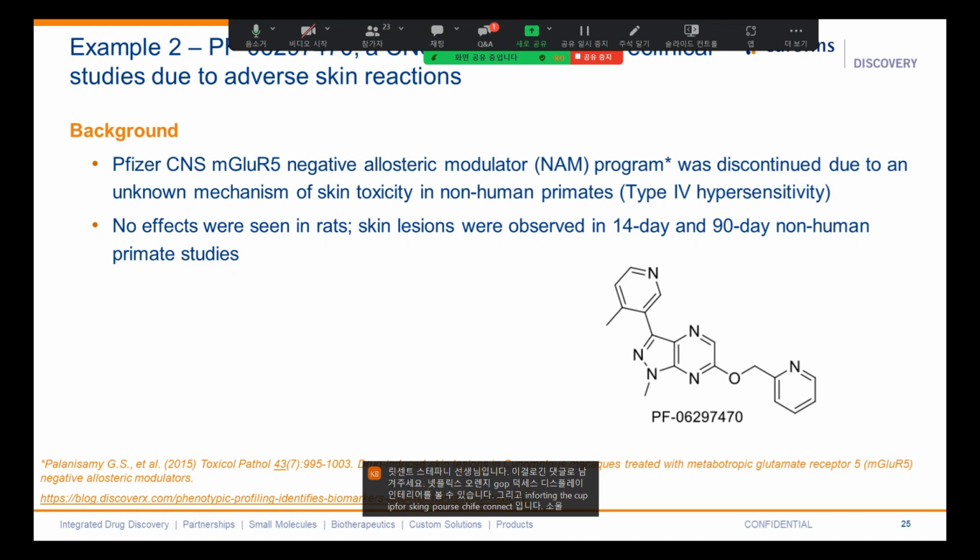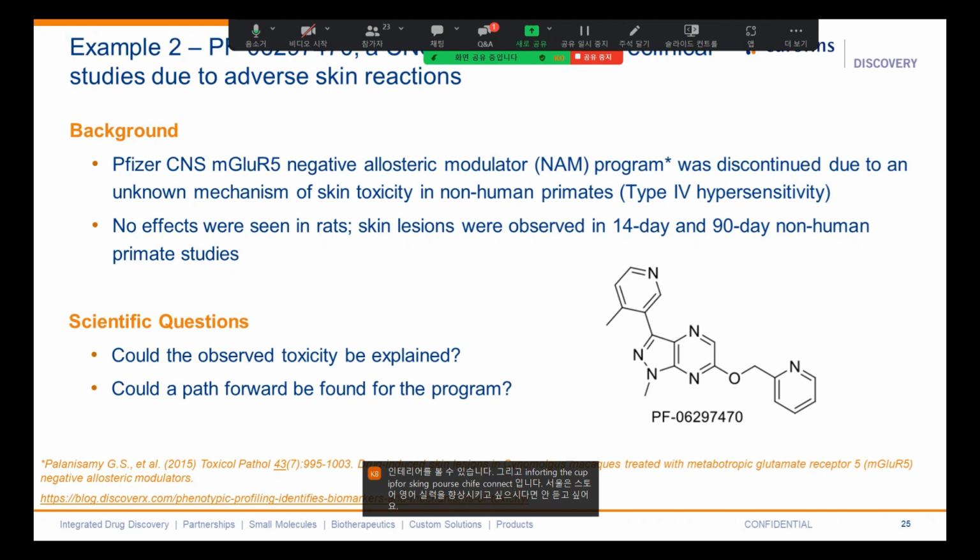So, of course, this caused a halt in the evaluation of this drug, and the question then was, what is causing this unpredicted skin hypersensitivity? Can we explain it using in vitro models? And can we devise a path forward for that program using the observations that we make?